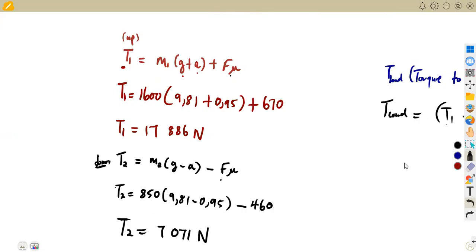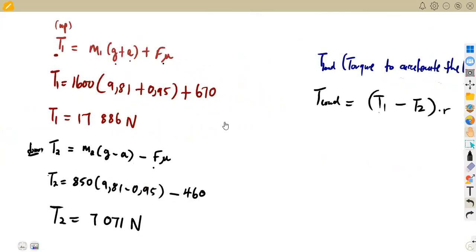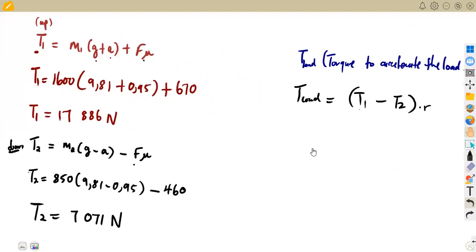So that is our tension. Now with these two tensions that we obtained, T1 and T2, we are going to use them to calculate the torque to accelerate the load, which we said T load is going to be taken from T1 minus T2. So T load is T1 minus T2 times the radius, where T1 is 17,886 in this case, minus T2, that is 7,701. So we multiply by the radius.